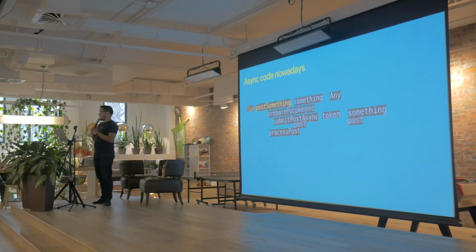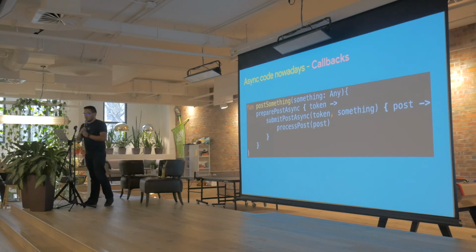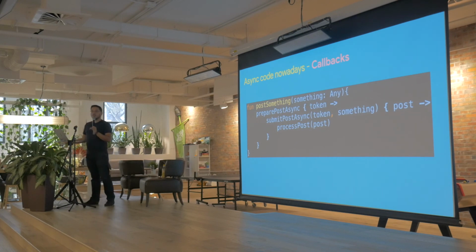One of the options that we have today is callbacks. So I can just use callbacks in Kotlin, and I can have asynchronous code. I can call prepare post async, and I'm going to have at some point a result that is going to give me back a token, and then I can use that token to submit post async with something, and then I'm going to have a result. At some point, I'm going to process that result.